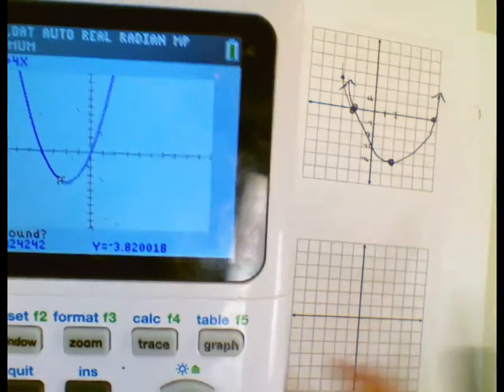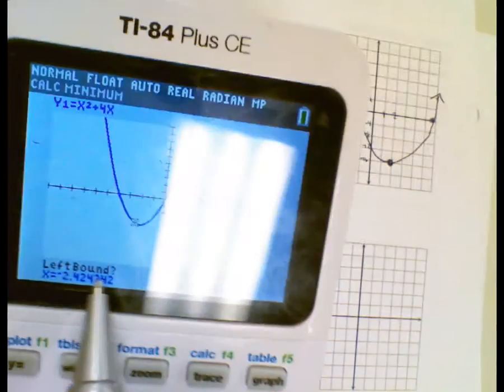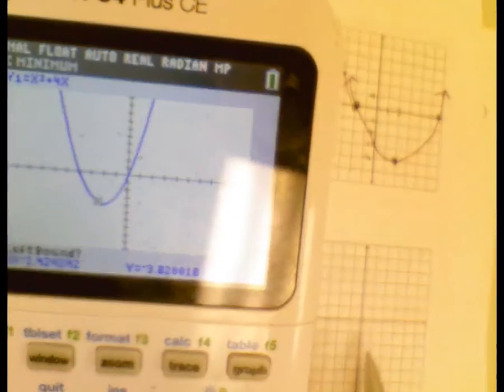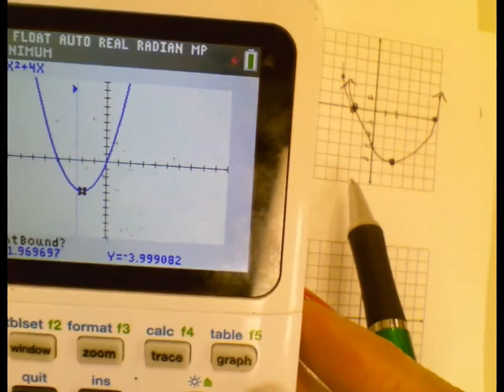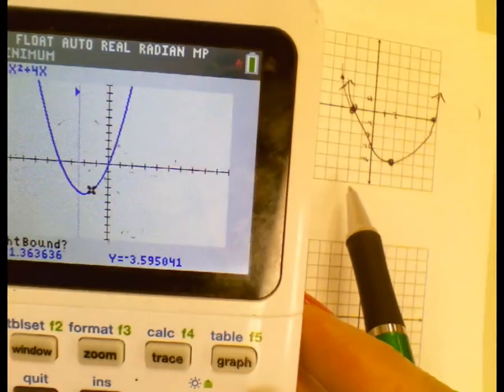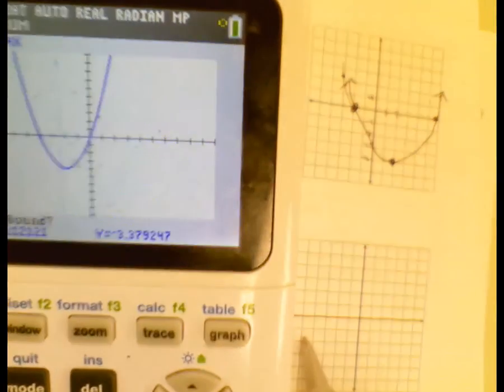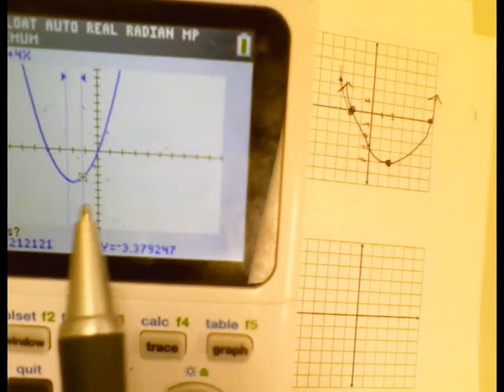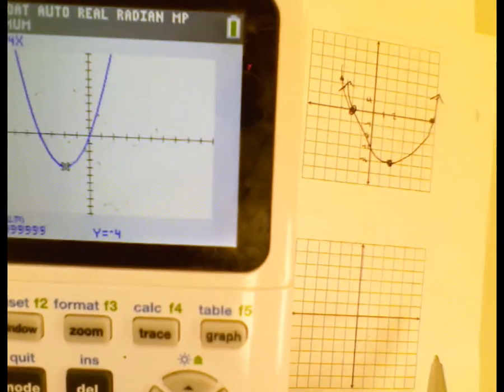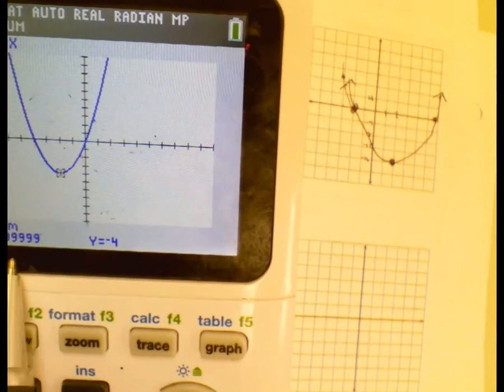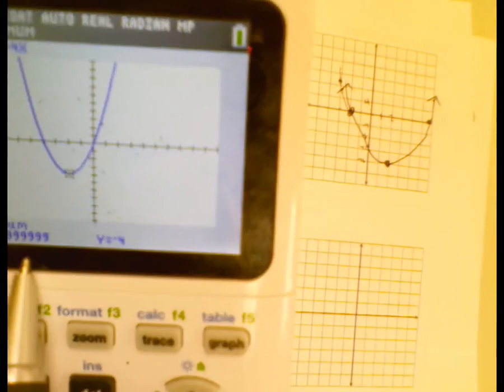It says left-bound guess. Press enter, because I am to the left of it. Now with my right arrow, I'm moving the spider to the right of it. Press enter. See how the vertical lines are centering around that? And then press enter for the 3rd time, and it says negative 1.99999. That's the same thing as saying negative 2. Negative 2, negative 4 is my vertex.